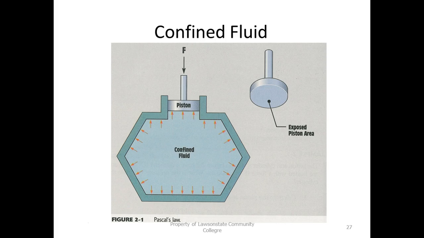So what is a piston? A piston is just a round, puck-shaped device, right? You understand? So all pistons are round. And then, of course, the bar sticking out the top, we call that a rod.